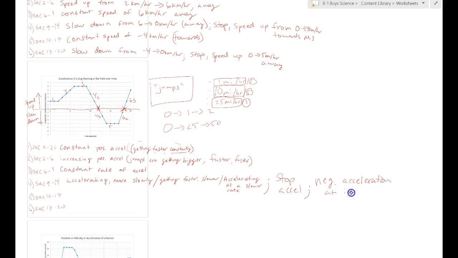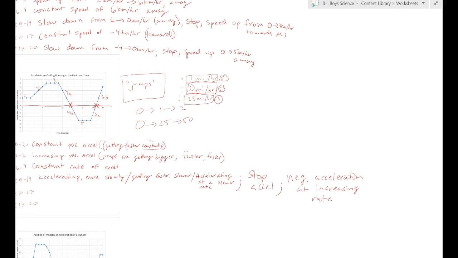negative acceleration at an increasing rate. Well, what does that mean, right? What does it mean to have a negative acceleration at an increasing rate? So another way of saying that is you are slowing down faster or more quickly, meaning that how hard you're hitting the brakes, you're pushing harder every single second.